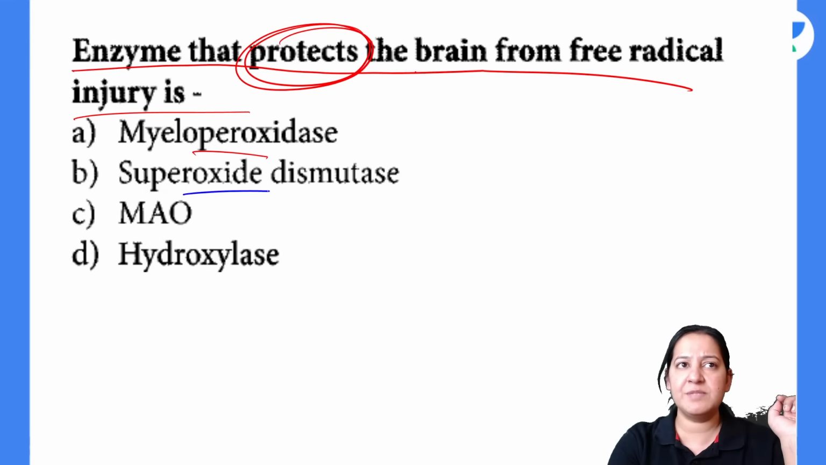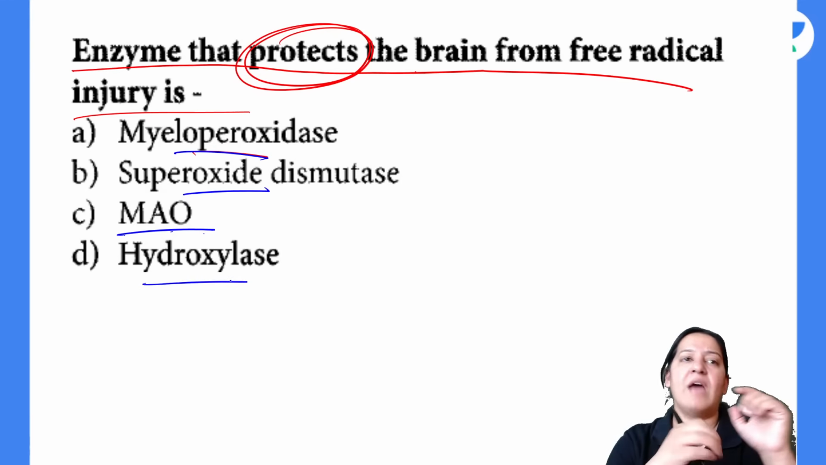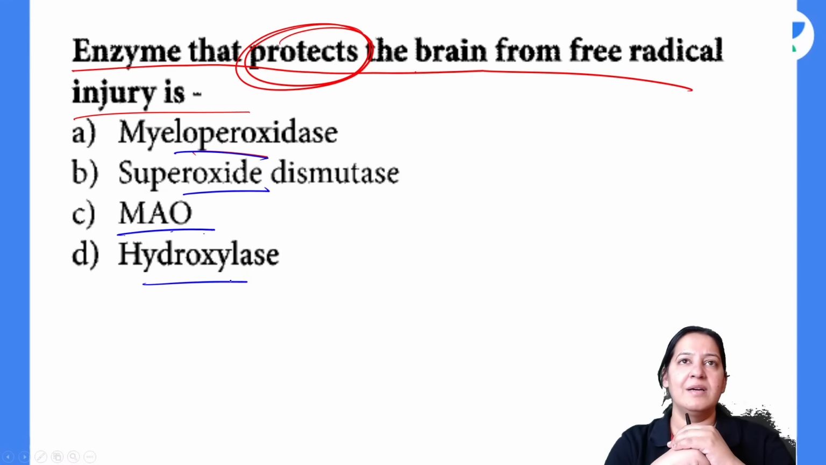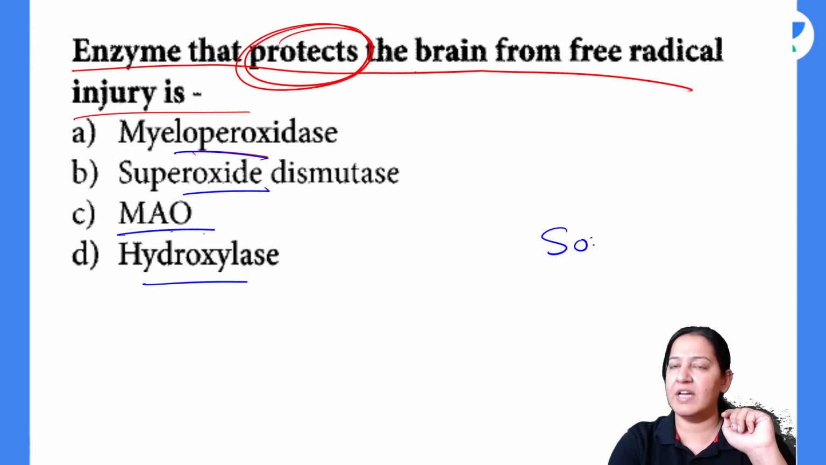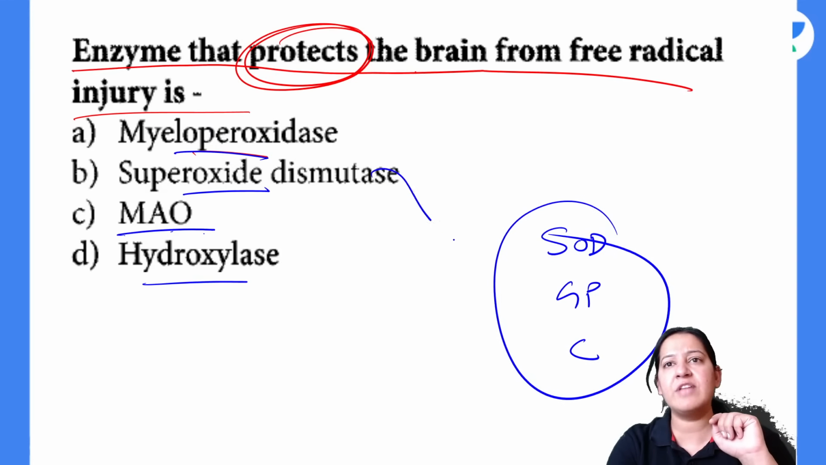Is it superoxide dismutase? Is it MAO, monoamine oxidase, or is it hydroxylase? So what is the correct answer? Yes. So the 3 enzymes are superoxide dismutase, glutathione peroxidase, and catalase. Out of the 3, one of them is given in the option.